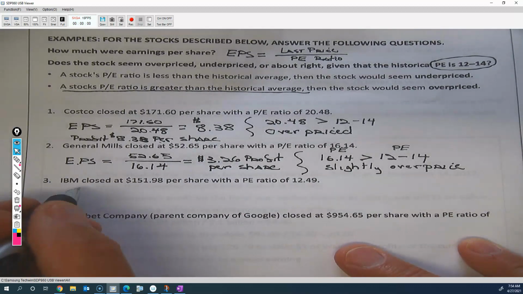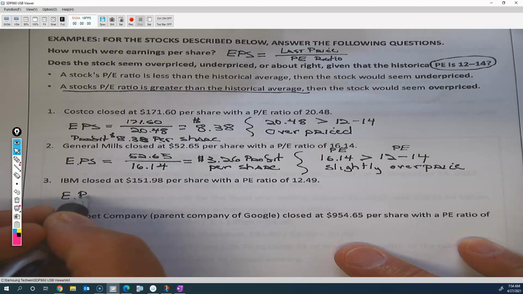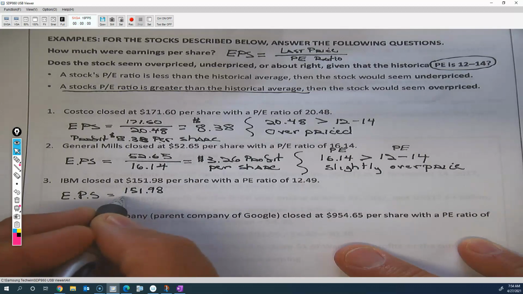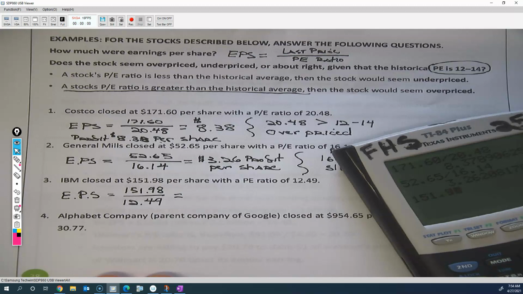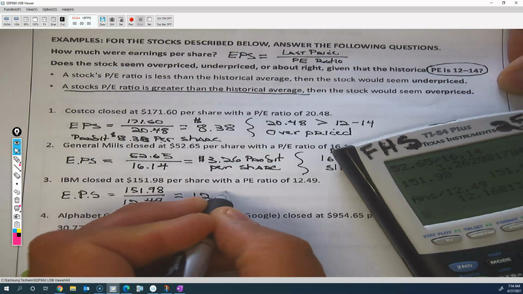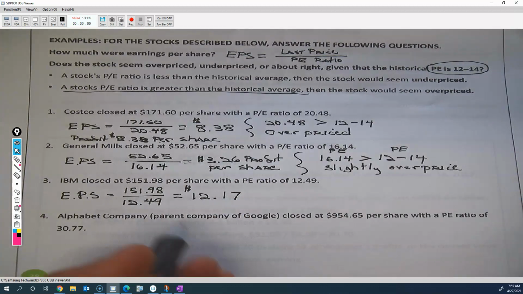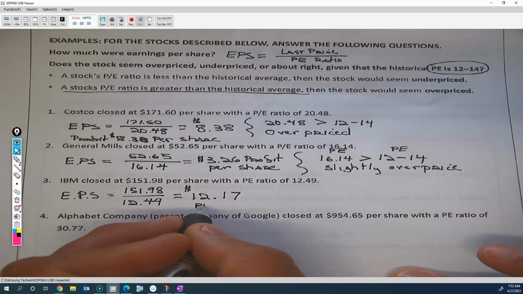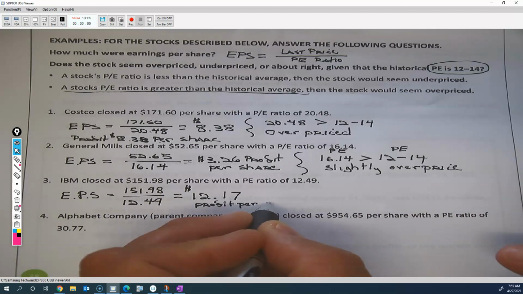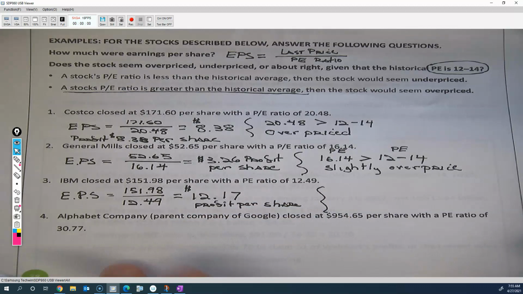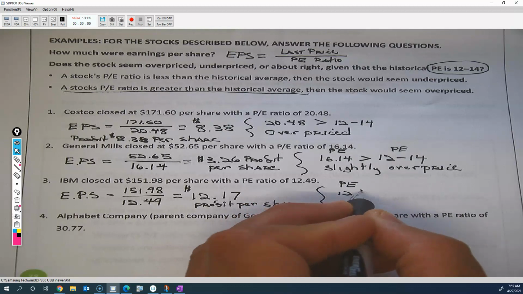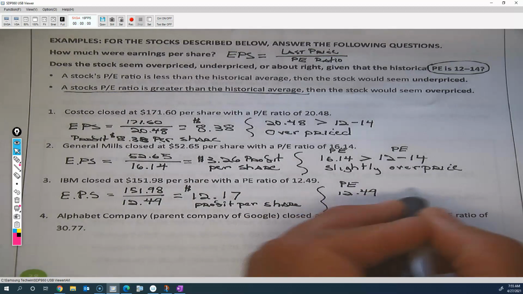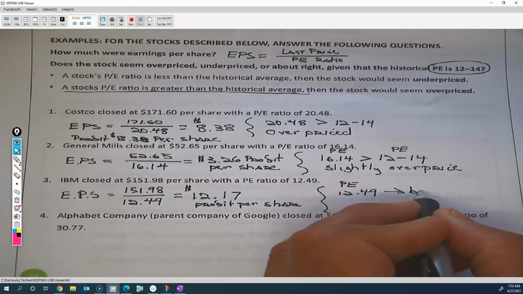All right, so let's see. IBM, okay, its price is $151.98, and its PE ratio is 12.49. So 151.98 divided by 12.49. Okay, it's got an earnings per share of 12.17. So this is profit per share. Now, if we look at where it's at, its PE ratio right now is 12.49. And if I compare that, that's between 12 and 14. It's not bigger.